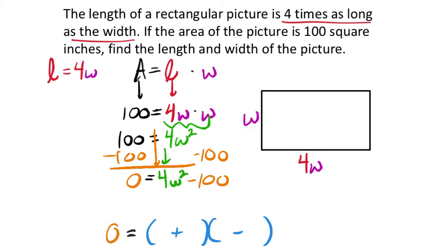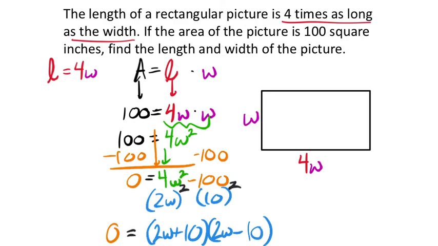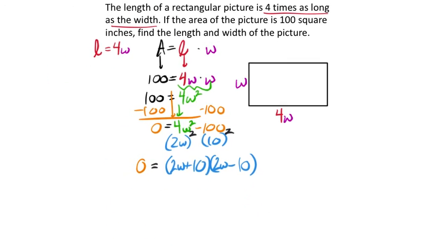So what is it that's being squared? From the 4W squared, that'd be the same as taking 2W and squaring it. So I know my first value is a 2W in both binomials. And 100 is the same as taking 10 and squaring it. So it'd be 2W plus 10 and also 2W minus 10. These two binomials are being multiplied together, but again, that still equals 0.